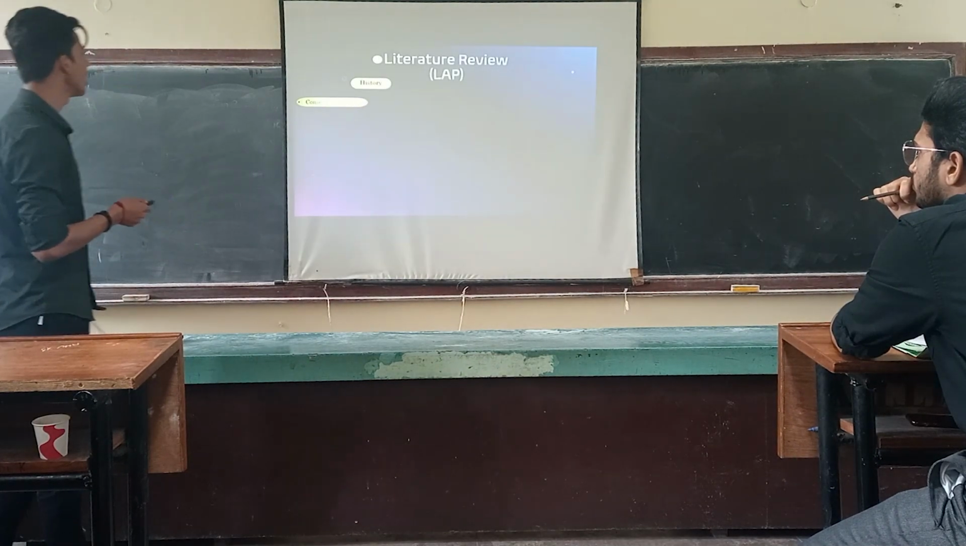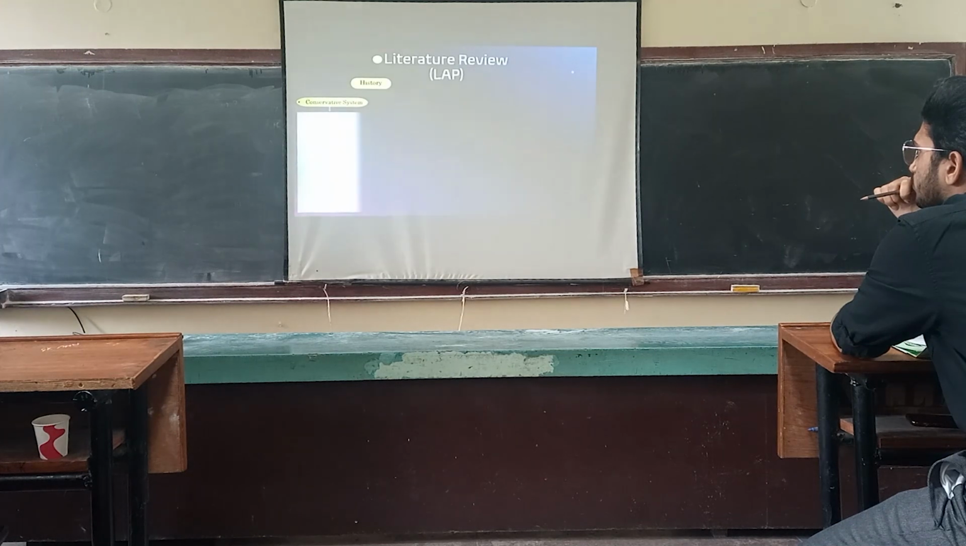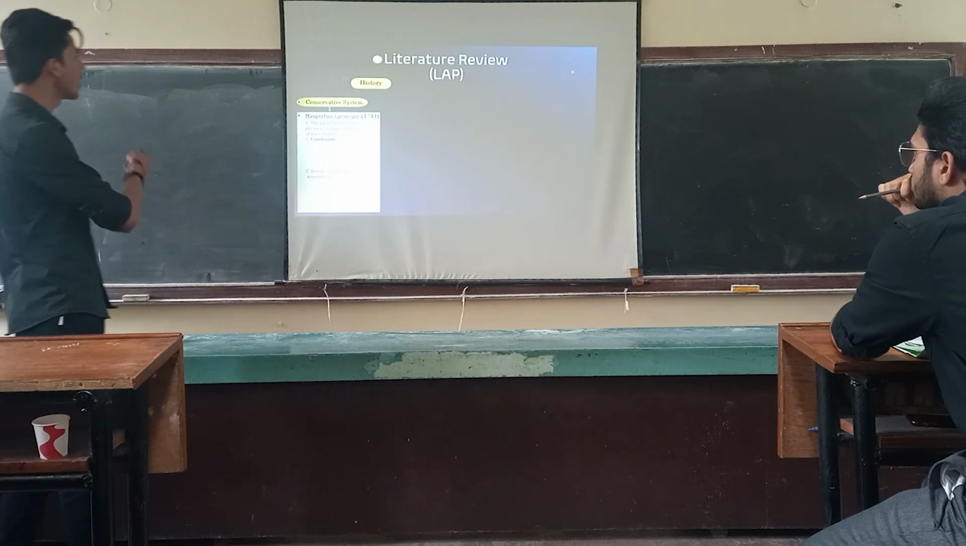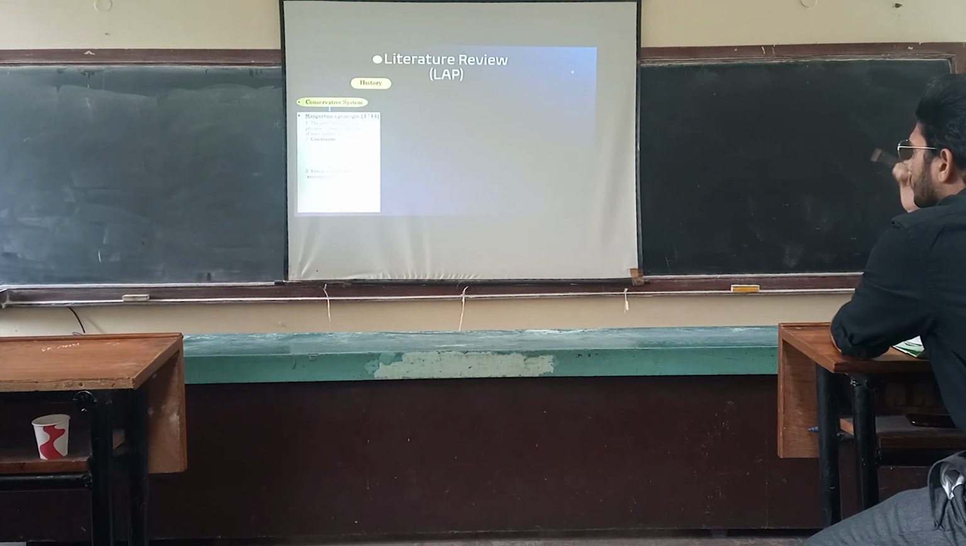Now, moving further, some literature review. In history, the principles were made for conservative systems, first by Maupertuis in 1744. What does Maupertuis's action principle tell? It tells us basically that the path followed by the physical system is one for which the length is minimum.